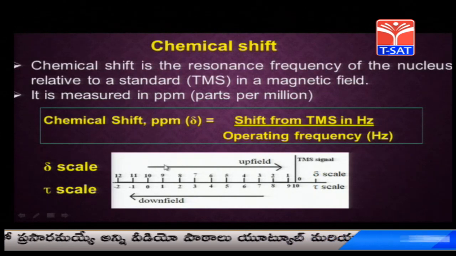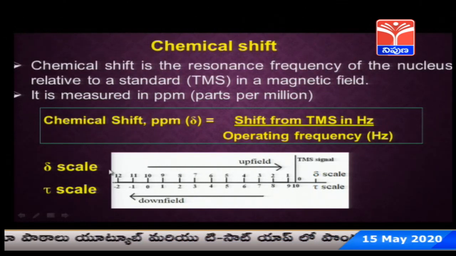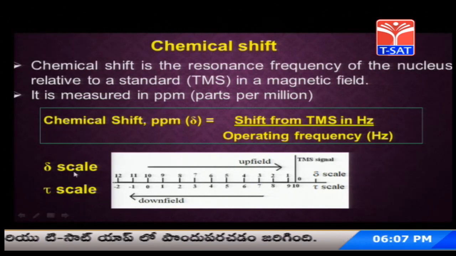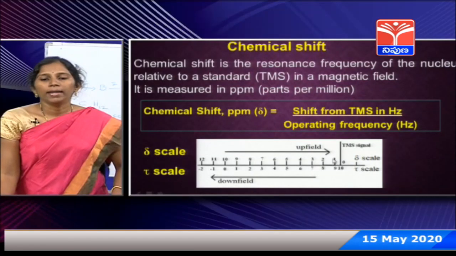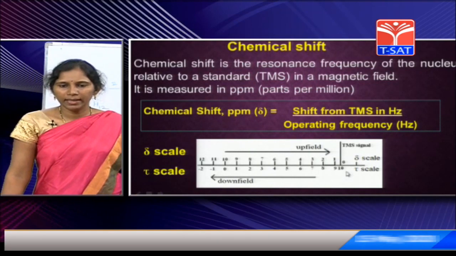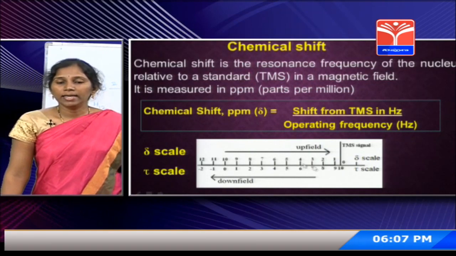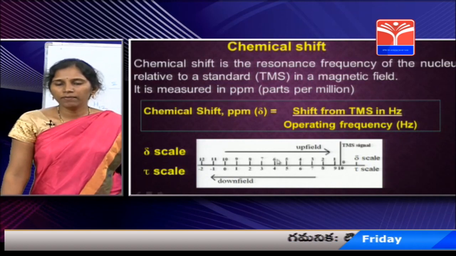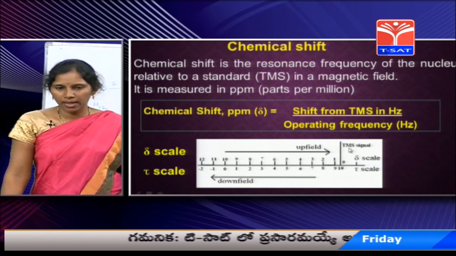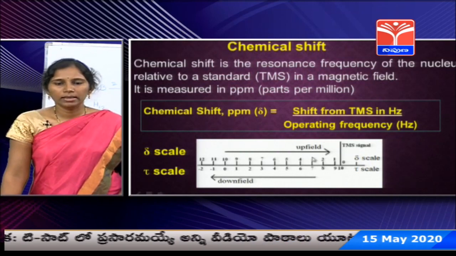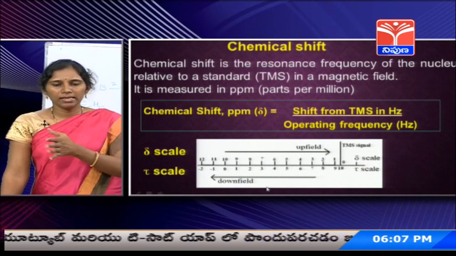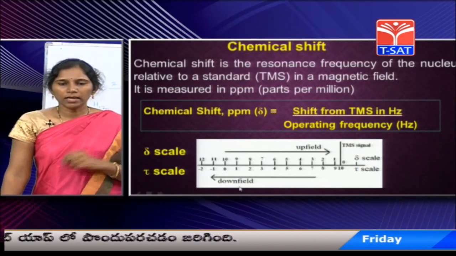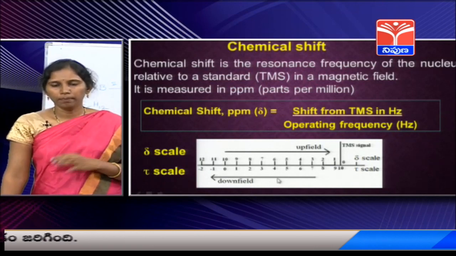And the chemical shift we can study in two scales, delta scale and tau scale. In delta scale the TMS is calibrated to 0, look at the slide students, and in tau scale the TMS is calibrated to 10, and the space which is the frequency range which is nearer to TMS scale is said to be upfield, and the space which is farther from the TMS scale is said to be downfield. Let us assume we got two peaks in NMR spectrum on delta scale.